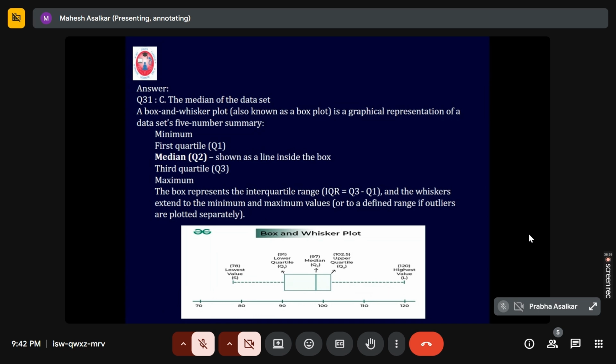A box and whiskers plot, also known as a box plot, is a graphical representation of a data set's 5-number summary. It includes the minimum, then the first quartile, quartile 1, then the median, which is quartile 2, shown as a line inside the box, then the third quartile, quartile 3, and then the maximum. The box represents the interquartile range, that is Q3 minus Q1, and the whiskers extend to the minimum and maximum values, or to a defined range if the outliers are plotted separately. Sometimes you may have the outliers separately.